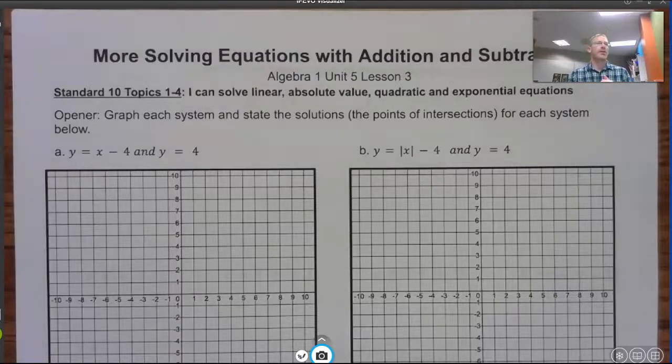All right, and we're going to continue our conversation about solving today, and you're going to see a very big connection to what we did yesterday in the previous lesson. All we're going to do is add one more particular step to our work.